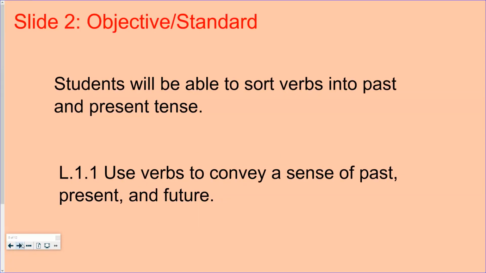On your second slide, you're going to put the objective and/or the standard, depending on what you like. I like putting these in here. It keeps me on track as a teacher. My first graders wouldn't usually care about this slide, but you might use it as a review of things you've already done. What do we know about nouns? What do we know about verbs? So students will be able to sort verbs into past and present tense. We're going to put off future tense for future activities. And here we have one of our Common Core language arts standards.